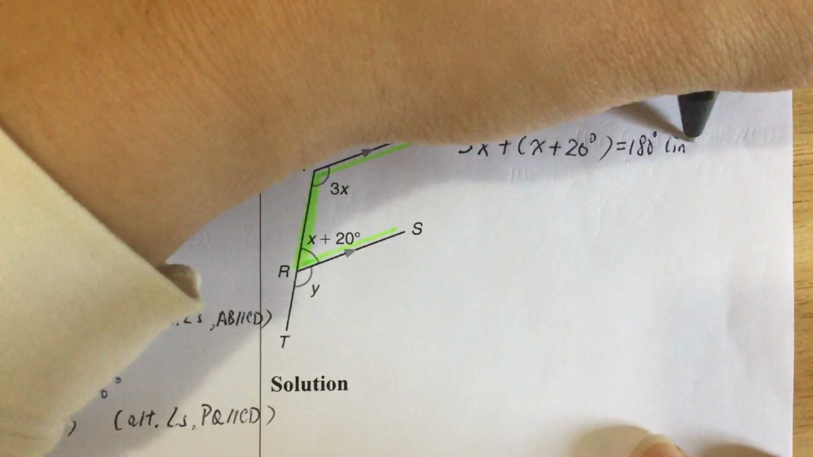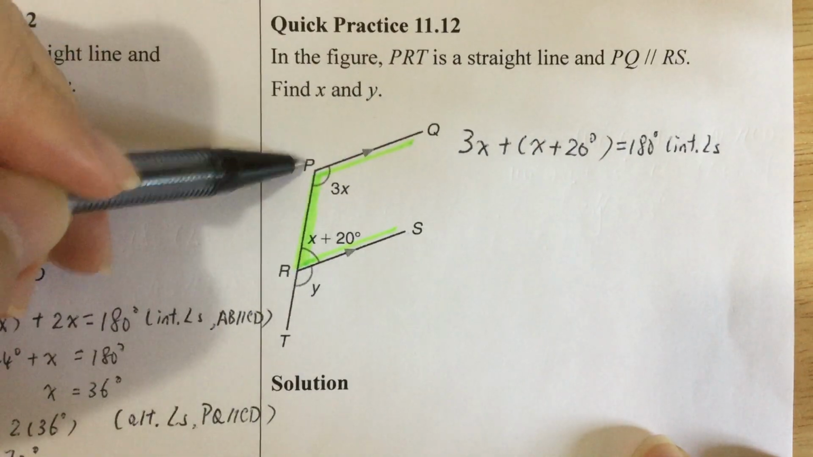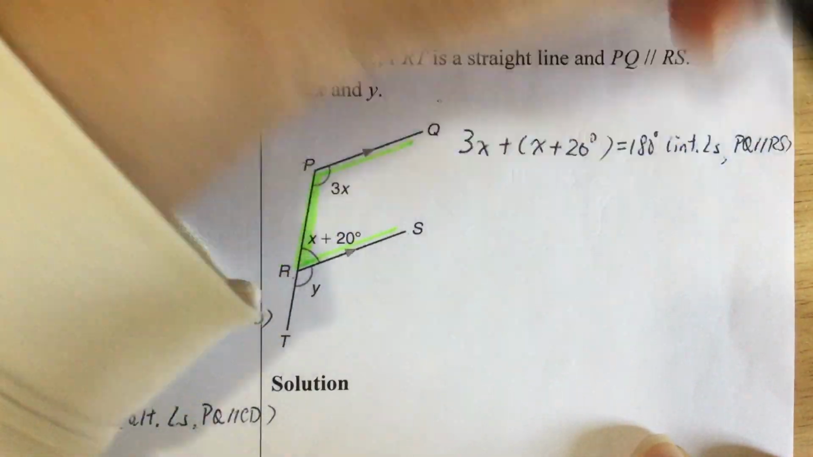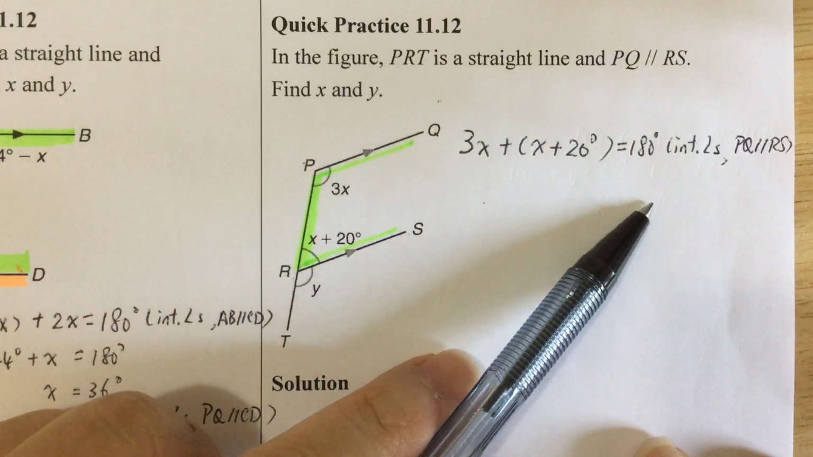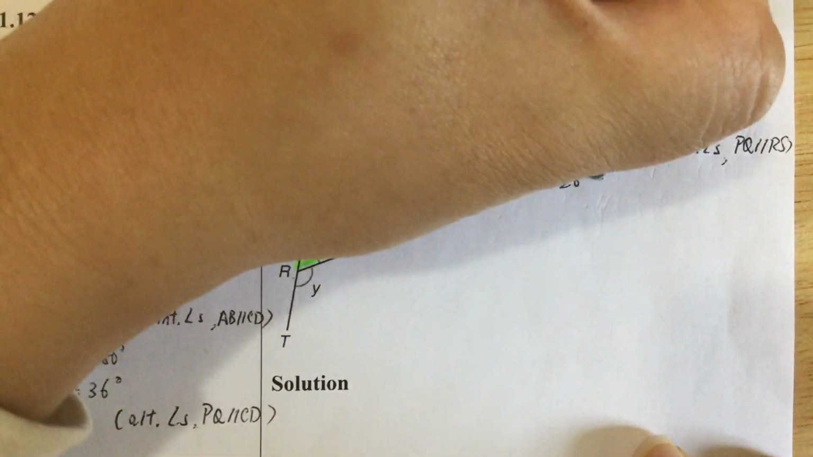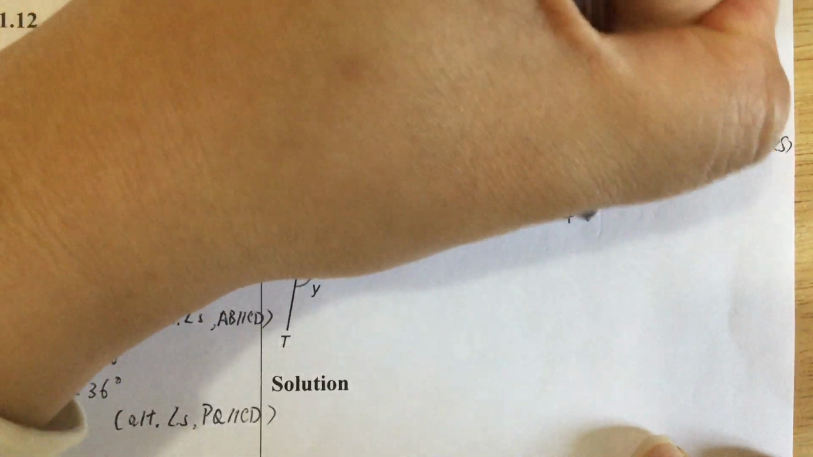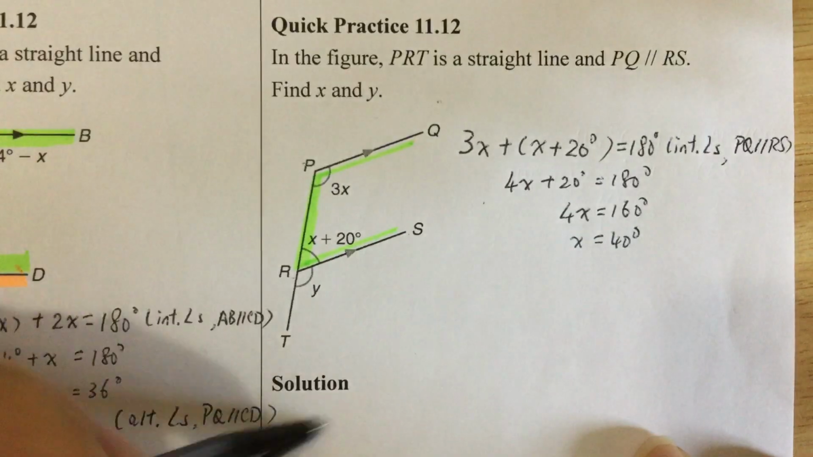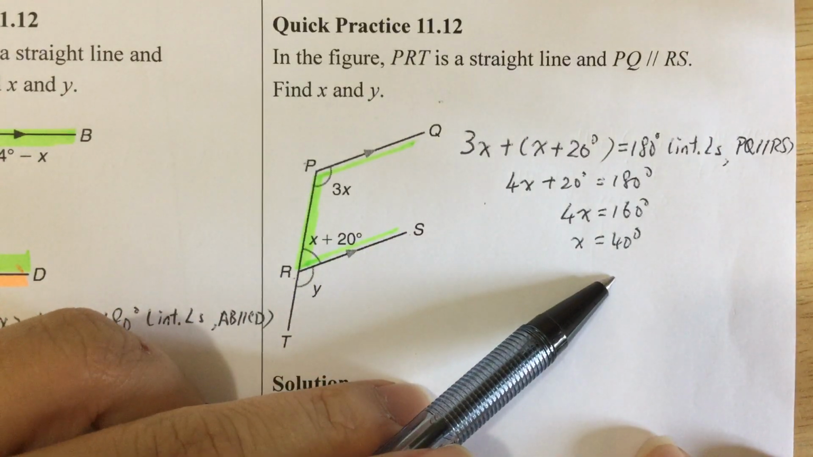So why don't we write down 3x plus x plus 20 degrees is equal to 180 degrees. Reason, interior angles. This time it is PQ and RS. So we write down PQ parallel RS. Okay, so this is 3x plus x plus 20 degrees. So we have 4x plus 20 degrees is equal to 180 degrees. So we have 4x is equal to 160 degrees and x is equal to 40 degrees. So that we can solve x is equal to 40 degrees immediately.